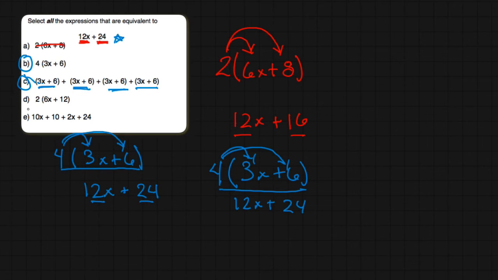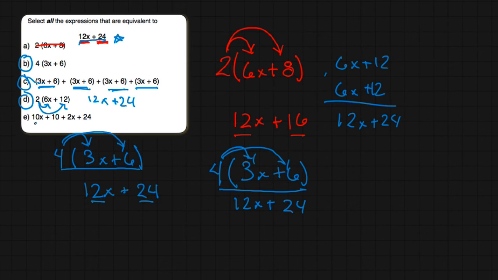All right, let's try D. Let's just do it right here in the browser instead of rewriting anything. 2 groups of 6 is 12x, and 2 groups of 12 is 24. Oh my gosh. I'm just going to rewrite that so you can see what I just did. I did a 6x plus a 12 and another 6x plus a 12. That was 2 groups of 6x plus 12. That was 12x plus 24. This is also equivalent to this expression up here.